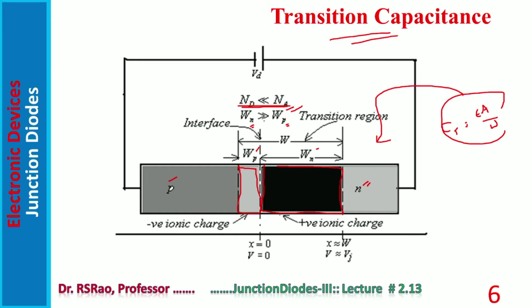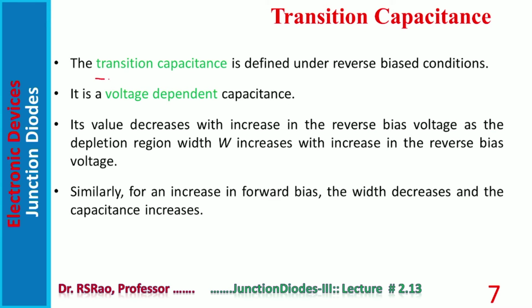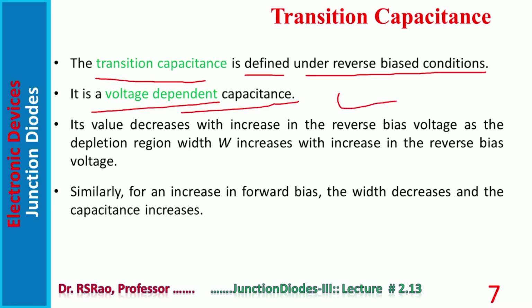Before going further, one point is required to be mentioned. In WP, there exist negative charged, immobile ions. In WN, positive charged ions. Between them, capacitance. Now, the transition capacitance is defined under reverse biased conditions. Certain important points regarding transition capacitance: it is a voltage dependent capacitance. Notice that with the change in applied voltage, the width of the junction region changes. In general, with an increase in reverse biased voltage, the width of the junction region increases. If the reverse biased voltage is decreased, the width also decreases. So as the width of the junction region changes, the capacitance also changes.